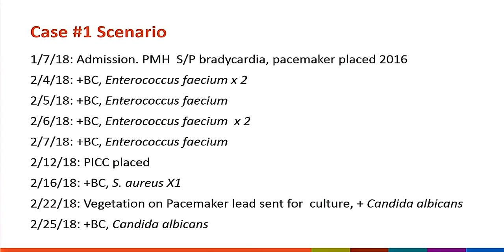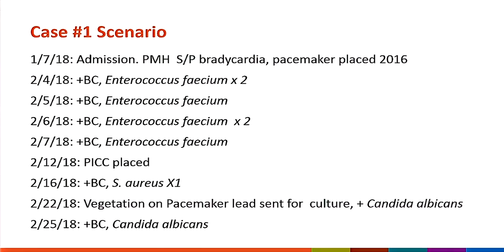On February 4th, the patient has a positive blood culture, actually 2, for Enterococcus faecium, 1 positive on the 5th for the same organism, another 2 collected on February 6th, positive again for E. faecium. On 2/7, another single positive blood culture for E. faecium. On the 12th, they've placed a PICC line, a peripherally inserted central catheter.